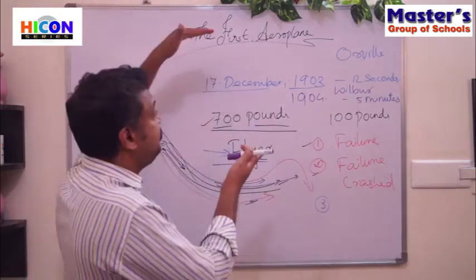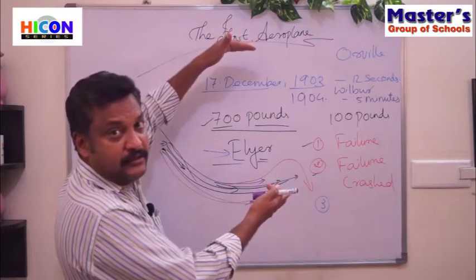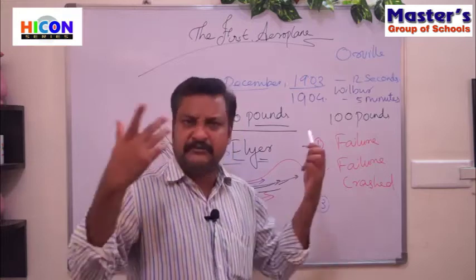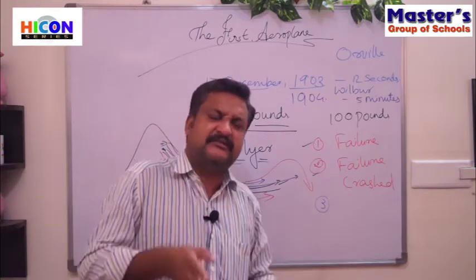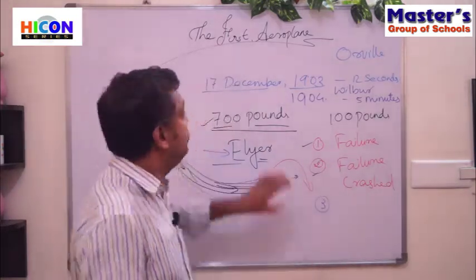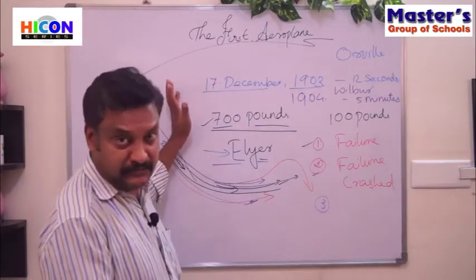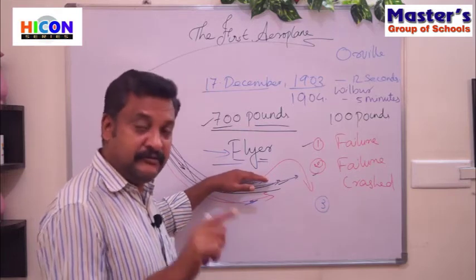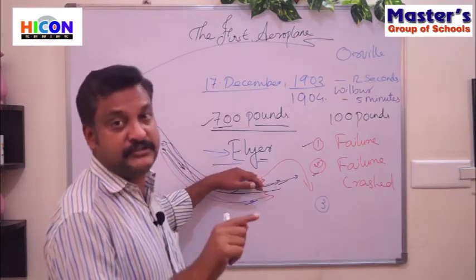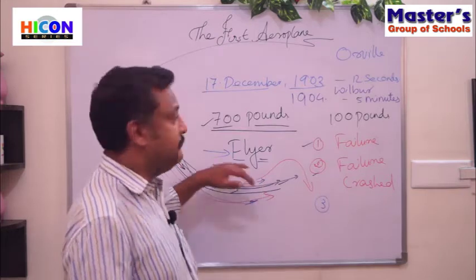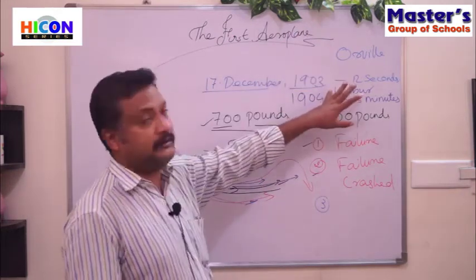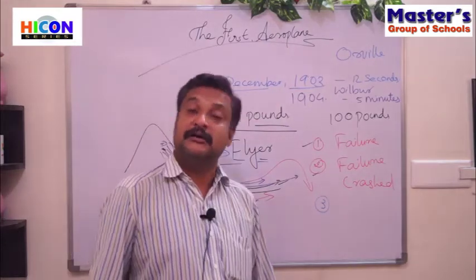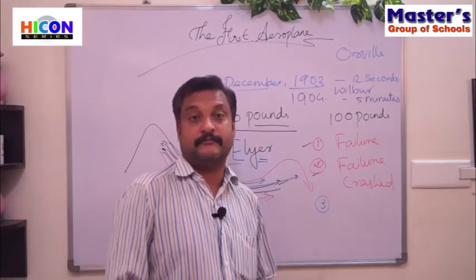So this is where all the airplanes or helicopters or whatever, jumbo jets, everything have come from. The Flyer, which was designed, developed, made, used and tested by Orville Wright and Wilbur Wright in the year 1903 on December 17th. Right?